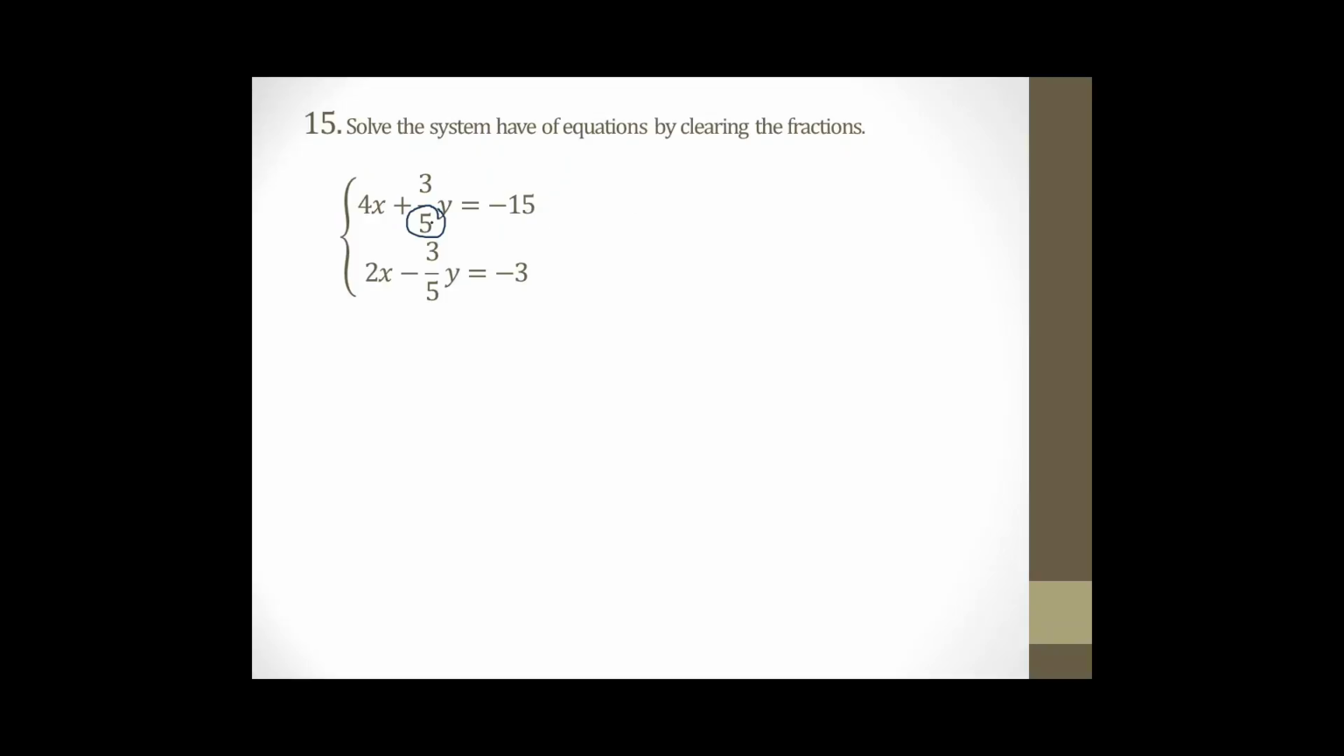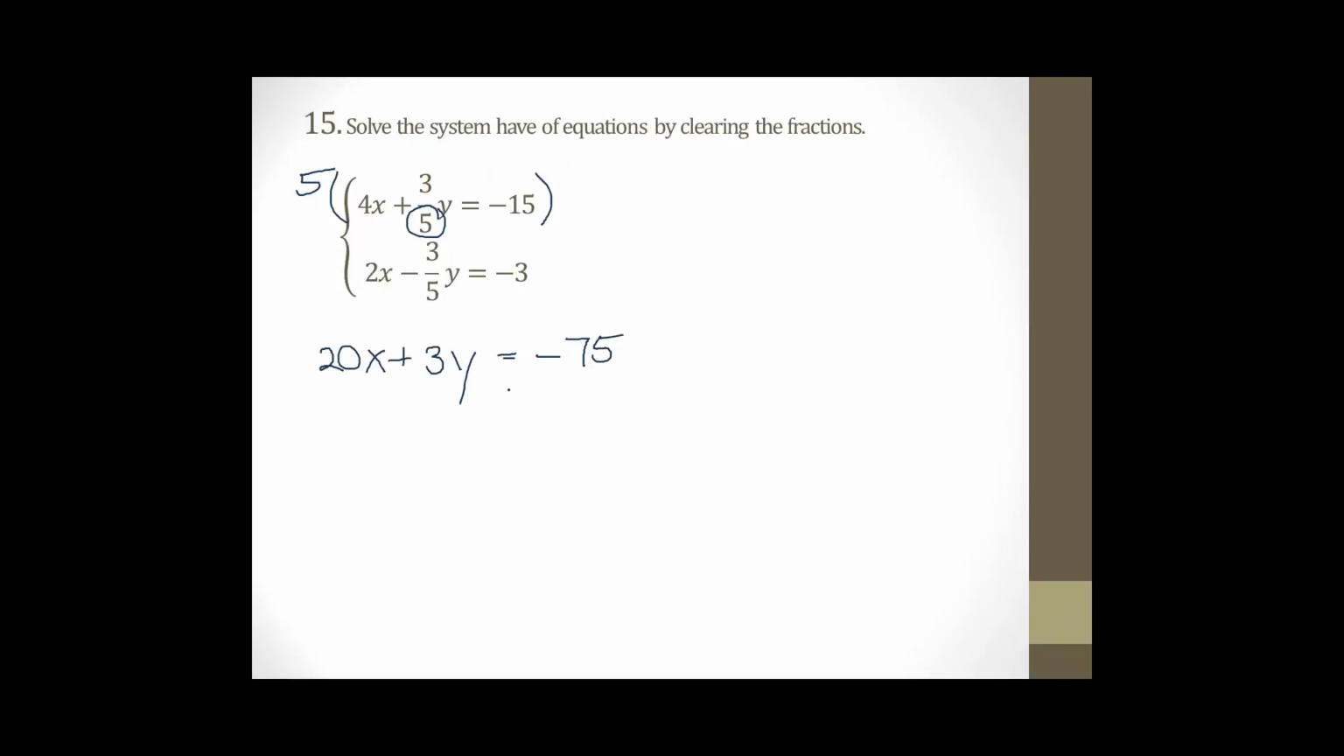But in this case, one fraction, so the least common denominator is 5 for this first equation, so we multiply through by 5. 5 times 4 is 20x, then 5 times 3 over 5 y. That's what's called clearing the fractions. The 5 on top and 5 in the bottom cancel out, and I will be just left with 3y. And then 5 times negative 15 is negative 75.